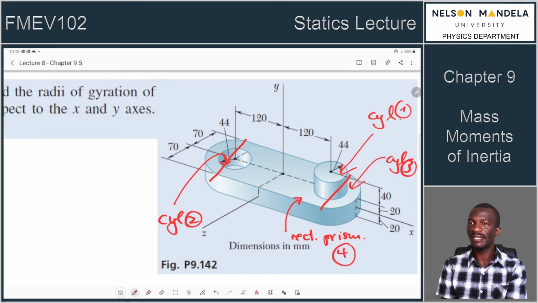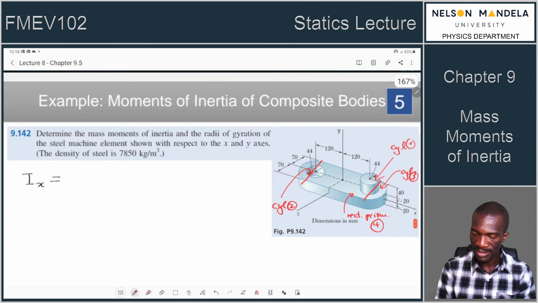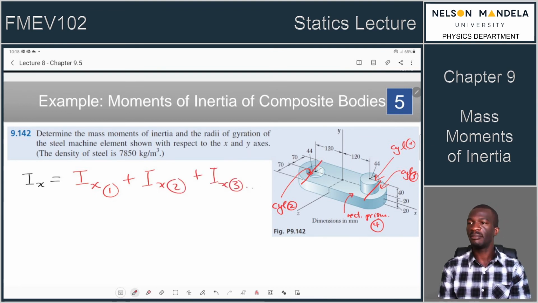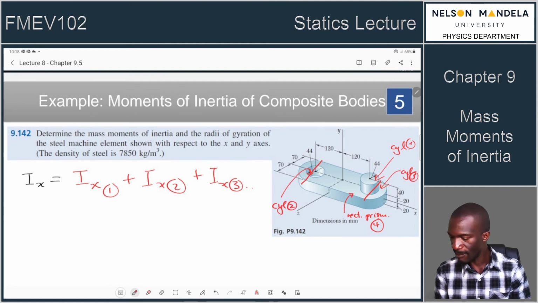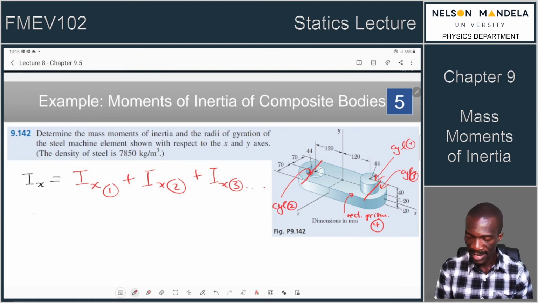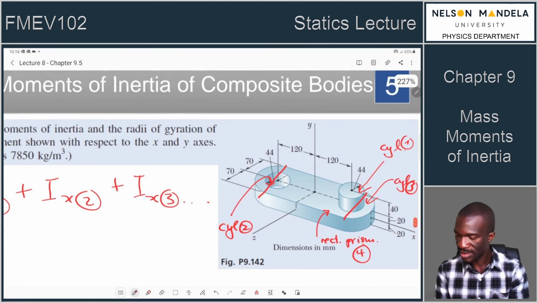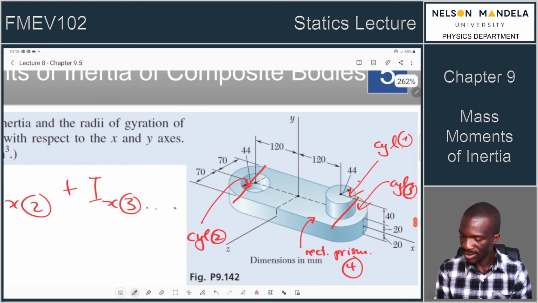So when you have done this, this means that your mass moment Ix would be Ix of area number 1 plus Ix of area number 2 plus Ix of area number 3 and so forth, and you add them up. Take an example. Ix of area number 1 is the what? So this is our cylinder.